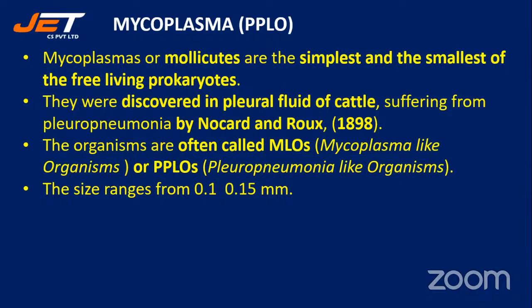In the pleural fluid of the cattle, they discovered this mycoplasma, which is also referred to as the molecules. Later it was found that these are the smallest and simplest free living prokaryotes, often called mycoplasma-like organisms or pleuropneumonia-like organisms, and their size ranges from 0.1 to 0.15 millimeter. So they are too small to be seen with the naked eye, but they can be seen quite clearly under a microscope.